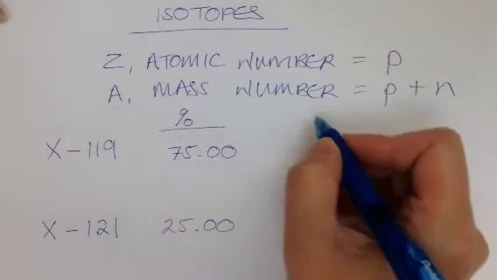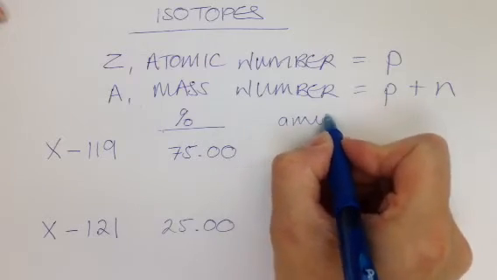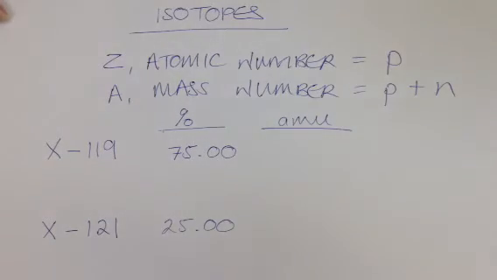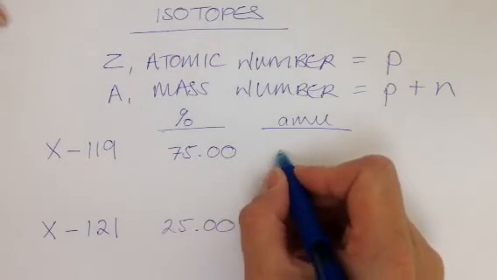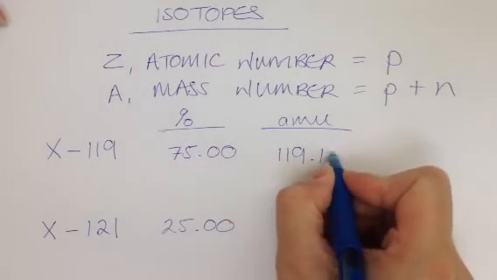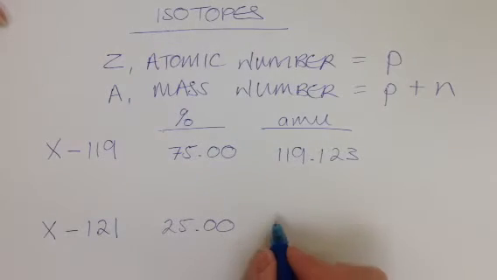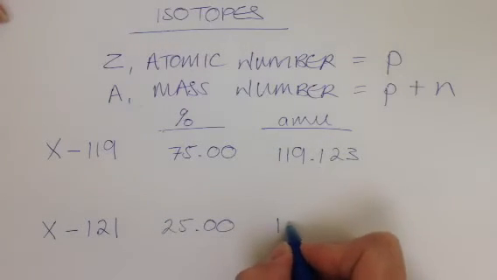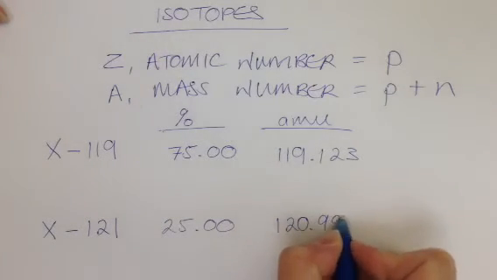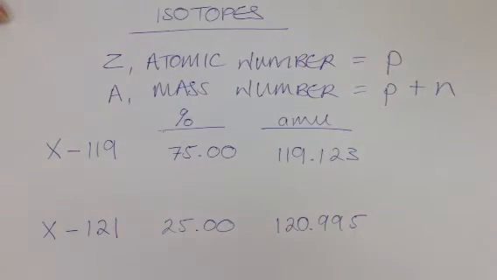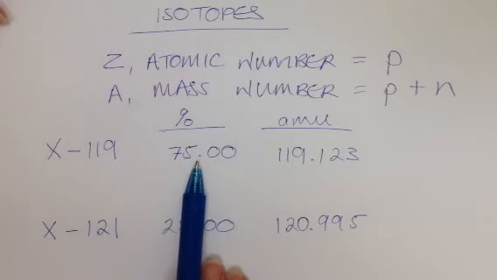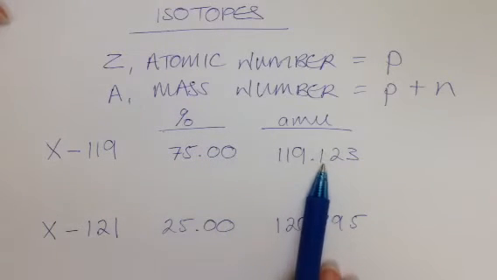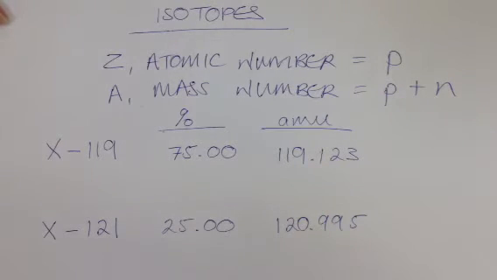And then the next column in my table is going to be atomic mass units. So what is the mass of each of those isotopes? Let's say that this one is 119.123 AMU, and this one is 120.995 AMU. So this is our isotopic data. This is our isotope, this is its percent abundance, and this is its mass. And then the same for the second one.